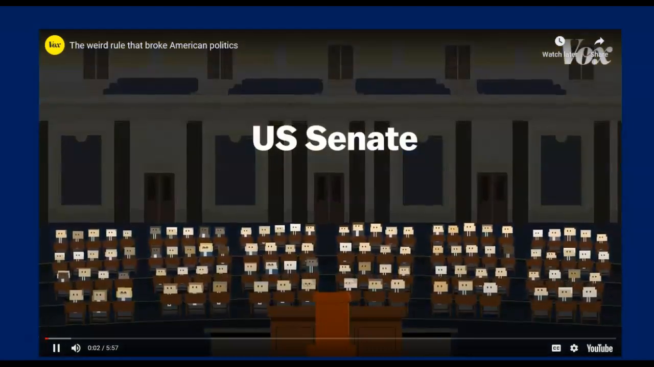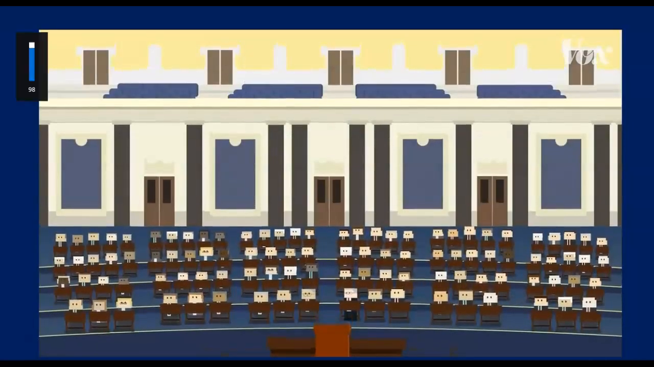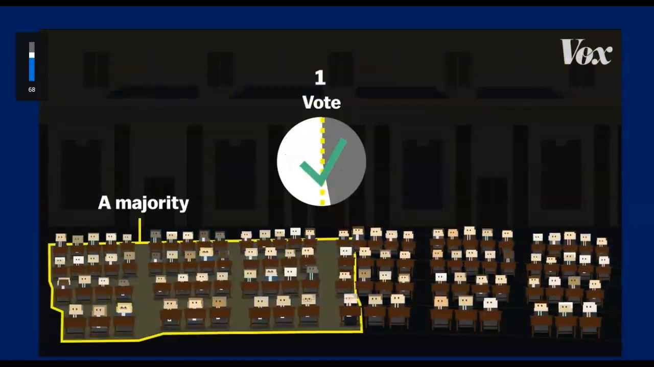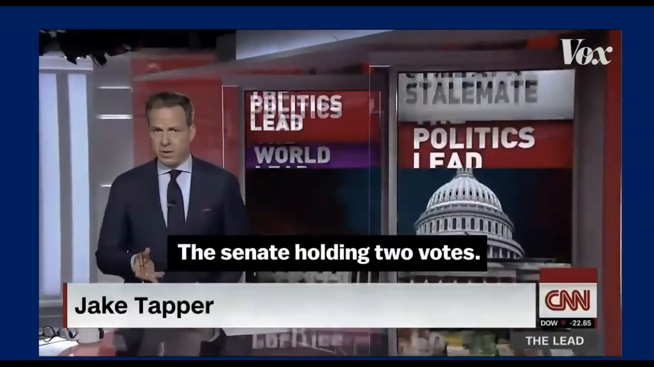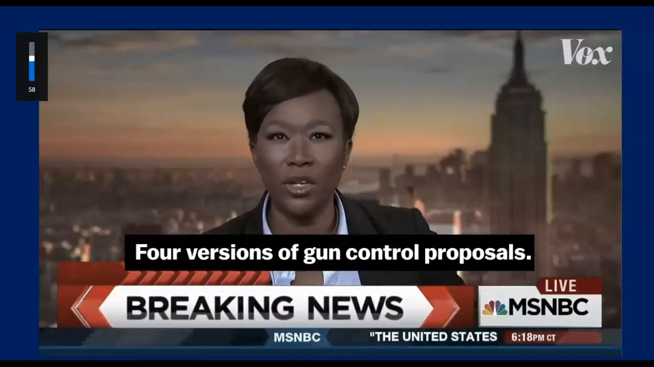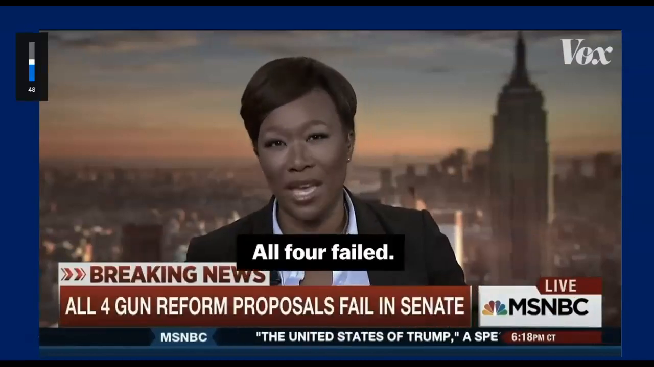These 100 people are the U.S. Senate. They pass laws. They vote, and when a majority says yes, it passes. But these days, the Senate doesn't do that very often. The Senate holding 2 votes, both failed. It's completely dysfunctional. 4 versions of gun control proposals, and all 4 failed.